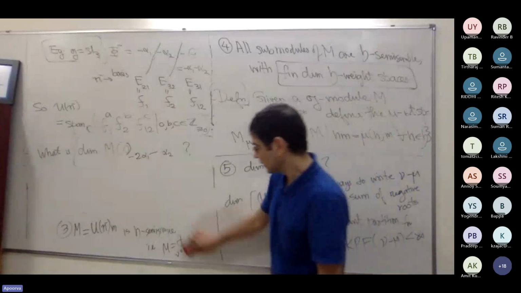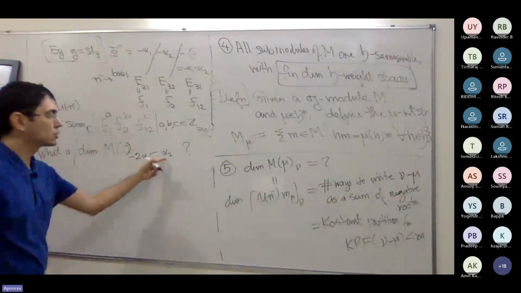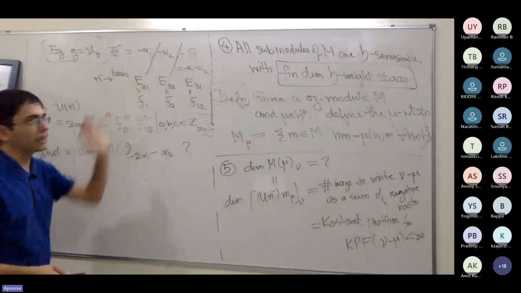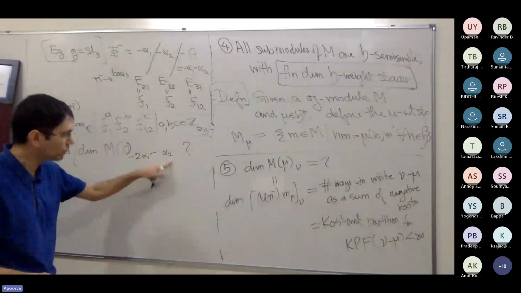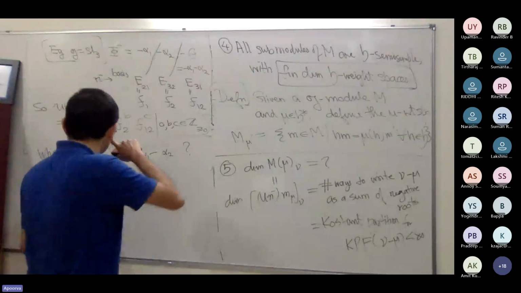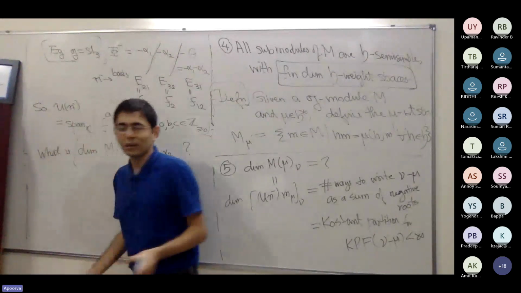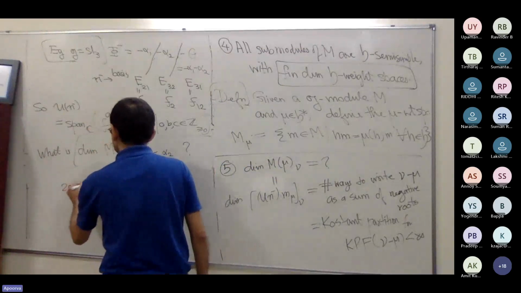So how do we answer this? We have to write down this vector minus 2 alpha 1 minus alpha 2 as a sum of negative roots. The other way to say it is you have to write down 2 alpha 1 plus alpha 2 as a sum of positive roots. So either way is fine. Let's just do the positive so that I don't have to keep writing the minus sign. So 2 alpha 1 plus alpha 2.